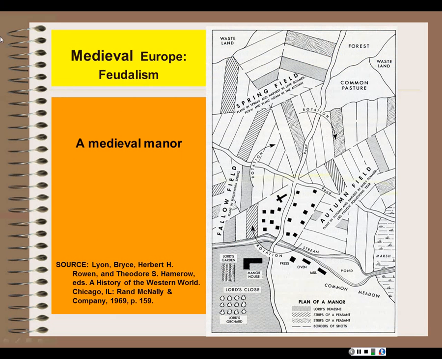So this is what a medieval manor might have looked like. Here is where the peasants are all living, and there's their little church. And these fields are going to be rotated: a fallow field, which is not going to be planted one season, a spring field, an autumn field. And then the peasants are going to take their herds of livestock and put them out here in a common pasture that they all share, and then they're going to go out into the forest and collect wood that they need.